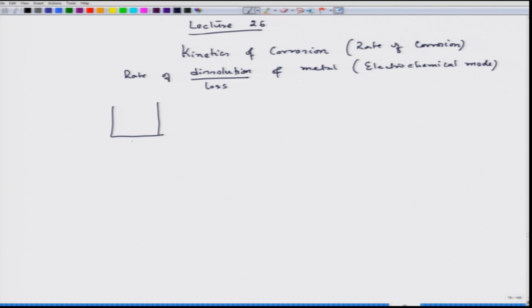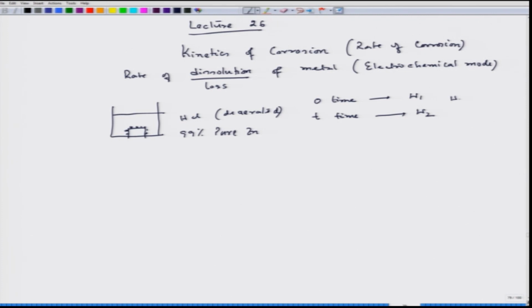For example, we have a beaker and we have taken, let us say, deaerated HCl solution, and there if we put a small zinc piece, let us say a commercially pure zinc, which is 99% pure zinc, then we will see that there will be bubble formation on top of it. After some time, if we take this zinc piece out and measure the weight, we will see that there is a loss of weight. That means, let us say at 0 time the weight was W1, and at time t the weight is W2, we see that W2 is less than W1. So, the rate of loss is nothing but (W1 minus W2) divided by t. This is the rate of dissolution or weight loss.